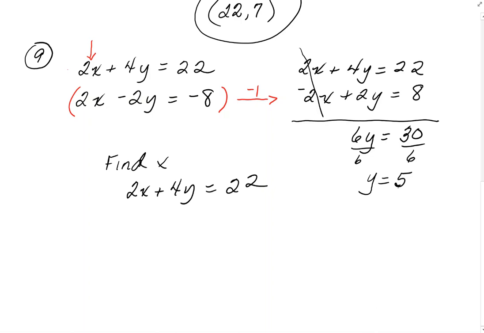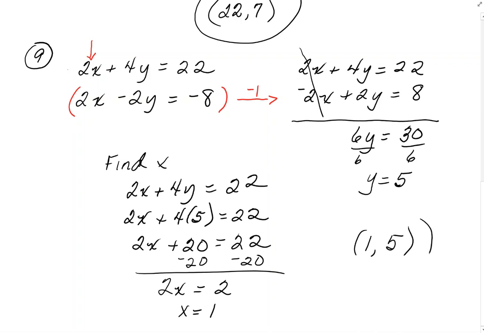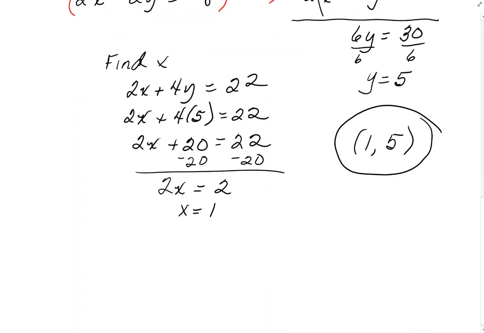All right, I'm going to take y as 5. So I have 2x plus 4 times 5 is 22. 2x plus 20 is 22. Subtract 20. 2x is 2, which means x is 1. In ordered pair, that's 1, 5. All right, going on to number 10.